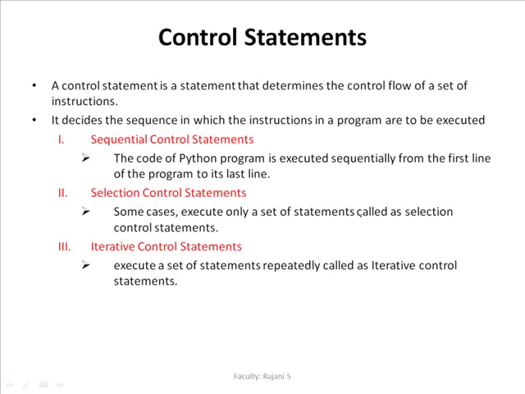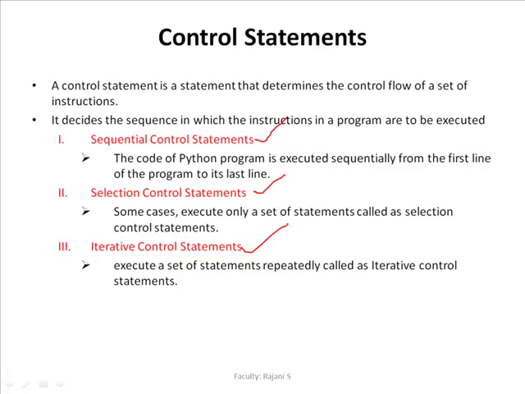Hello everyone, today I am going to explain about control statements. A control statement is a statement that determines the control flow of a set of instructions. That means this control statement decides the sequence in which the instructions in a program are to be executed. In Python, there are three types of control statements. Those are sequential control statement, selection control statement, and iterative control statement.